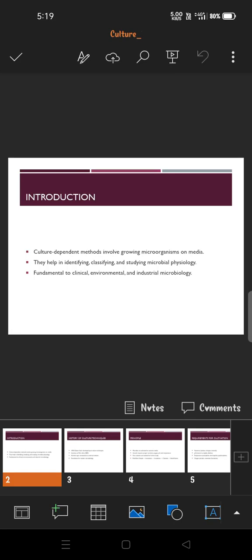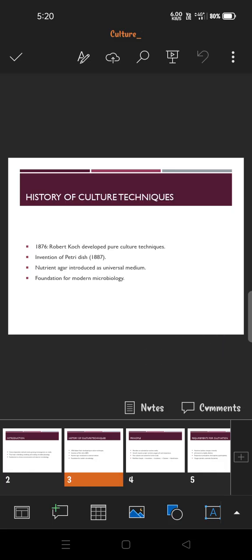Hi friends, today we are going to see culture dependent methods in microbiology. Introduction: culture dependent methods involve growing microorganisms on a media. They help in identifying, classifying and studying microbes, and are fundamental to clinical, environmental and industrial microbiology.